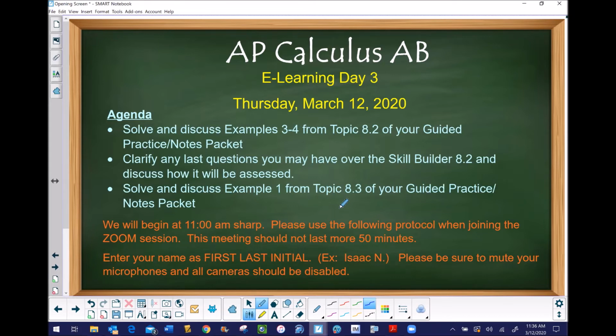If you feel like you don't have questions or any issues with 8.2, you can go ahead and leave the Zoom session, or if you are watching recorded, you can stop right there. But if you do have trouble with that skill builder and you want to make sure that you're getting comfortable with it, you might want to stay tuned in.